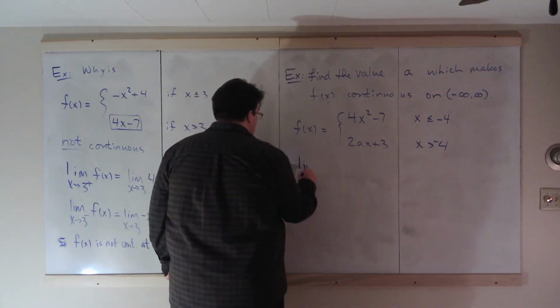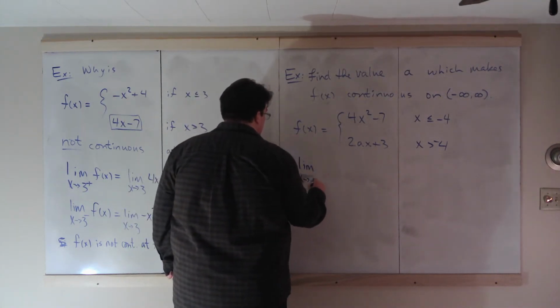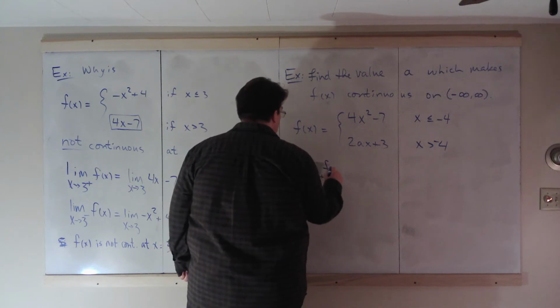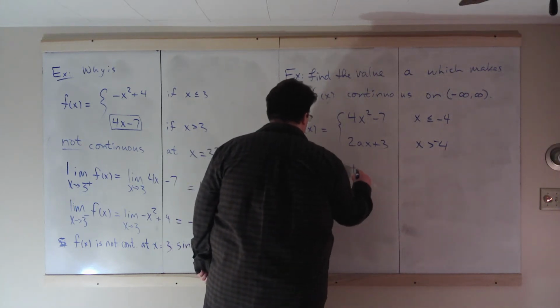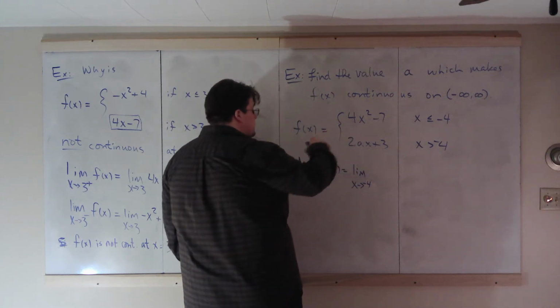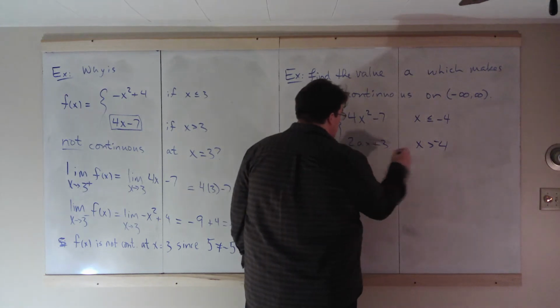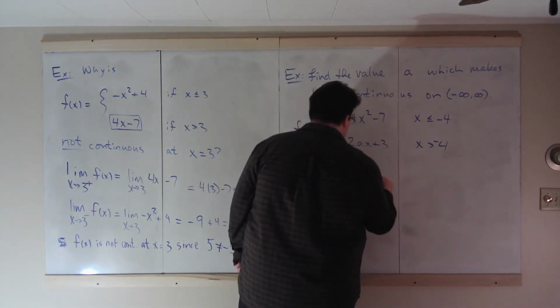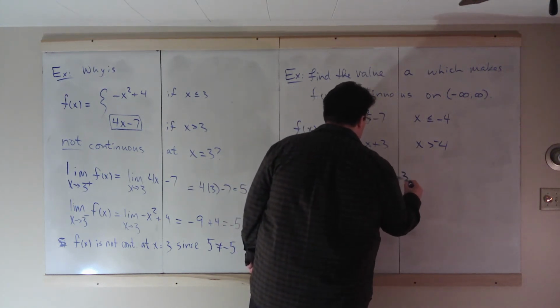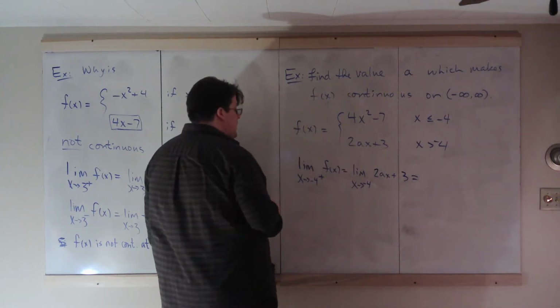So the limit as x approaches negative 4 from the right of our function equals the limit as x approaches negative 4 of which one is on the right? Right is greater than, so that's this bottom one, 2ax plus 3. And what does that equal when x equals negative 4?